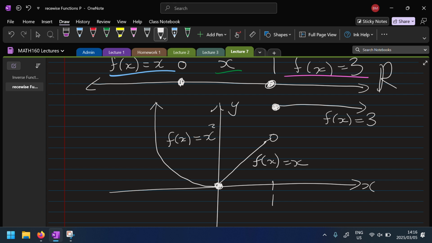For the first part, we defined it to be x squared. So we draw x squared on the first part. For the second part, we defined it to be x. So we draw x for the second part. For the third part, we defined it to be 3. So we draw 3 for the third part.